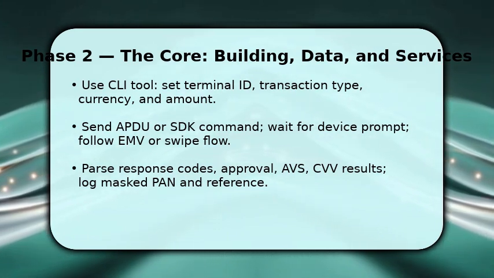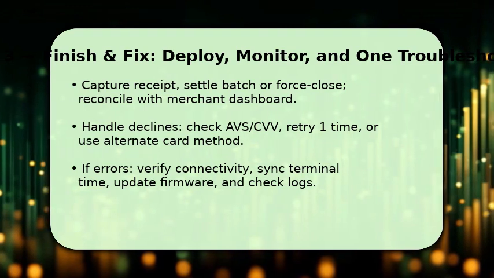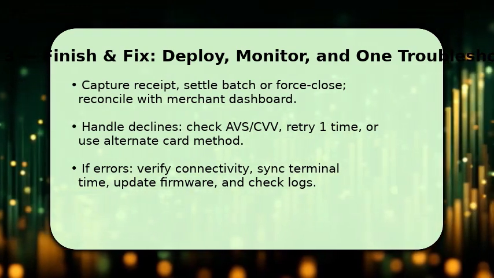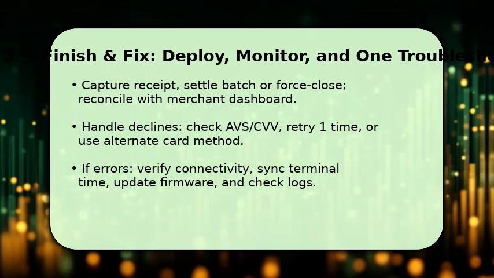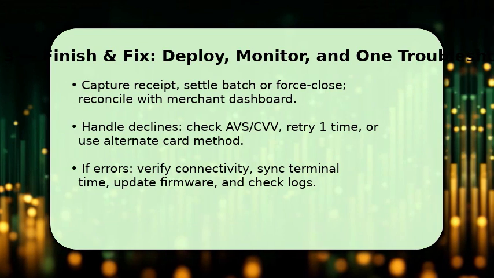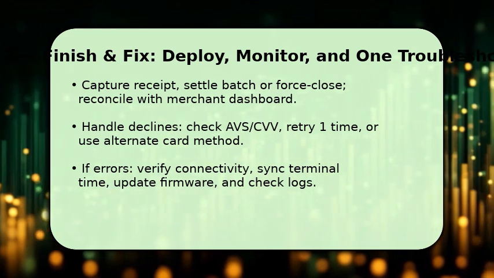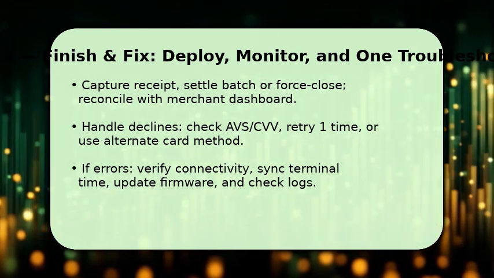You finish by capturing a receipt and settling the batch. Make sure the terminal posts to your merchant gateway, then reconcile totals with the dashboard. If a card declines, examine AVS and CVV codes, retry once, and request an alternate payment method if needed.